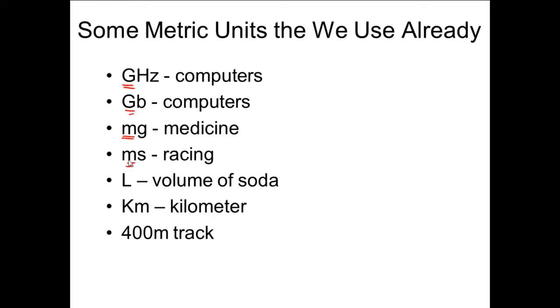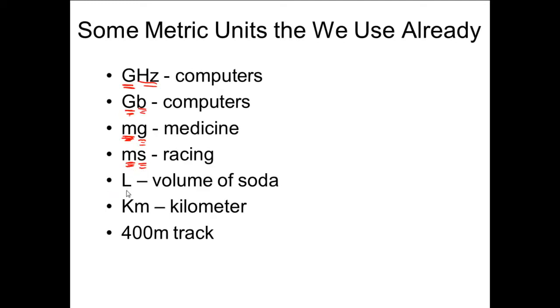Now, what you've seen here is that we're putting prefixes in front of the unit. The unit is hertz, and we threw on giga to get gigahertz. The unit is bytes, measuring memory in computers, and we threw a giga in front of that. Likewise, the unit of measuring mass is grams, and we threw a milli in front of that. And the unit of measuring time is seconds, and we threw on the prefix milli.